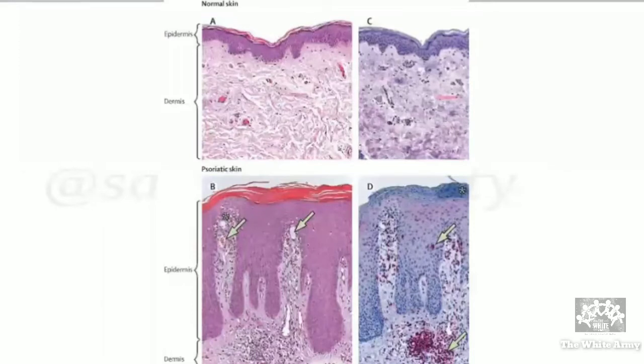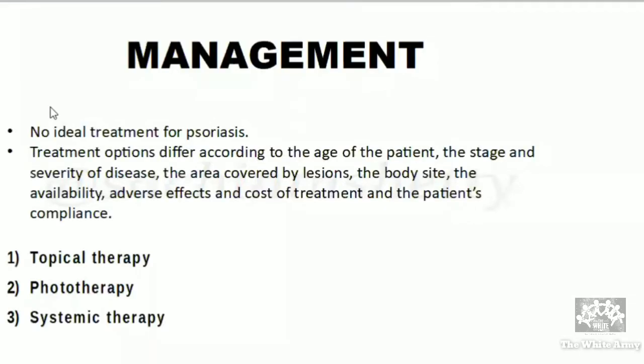So once you have diagnosed clinically and histopathologically that this is psoriasis, what do you want to do? So, management. There is no single treatment for psoriasis. There is no ideal treatment for psoriasis. The treatment differs based on the age of the patient, the severity, the area involved, and also the adverse effects and the cost of the treatment and patient compliance. So in mild cases, only topical therapy is enough. Whereas in moderate to severe patients, you need to give phototherapy and systemic therapy along with topical treatment.